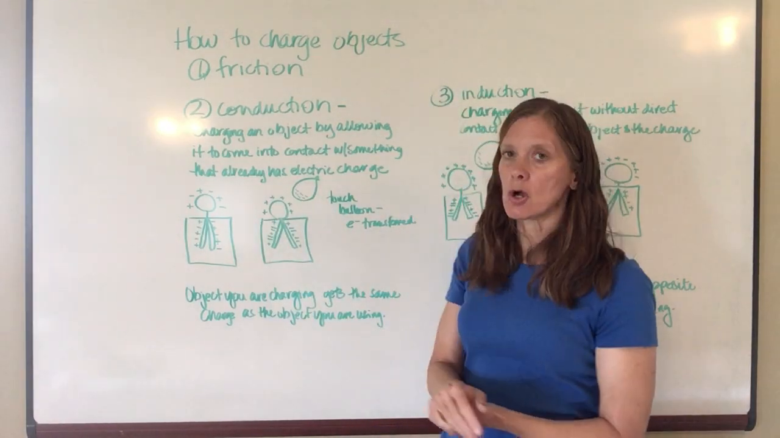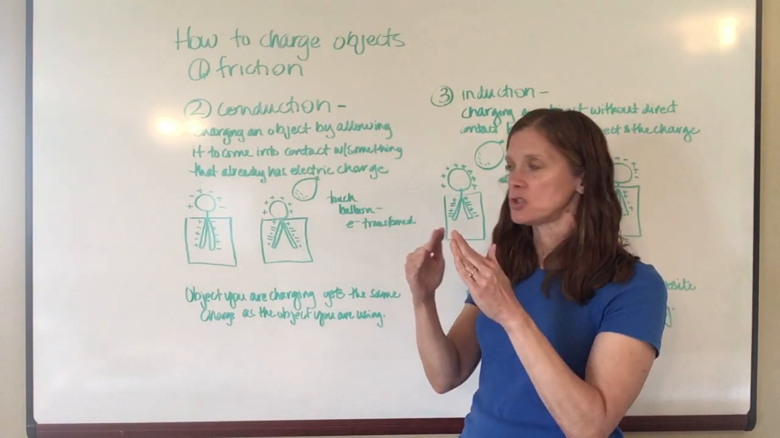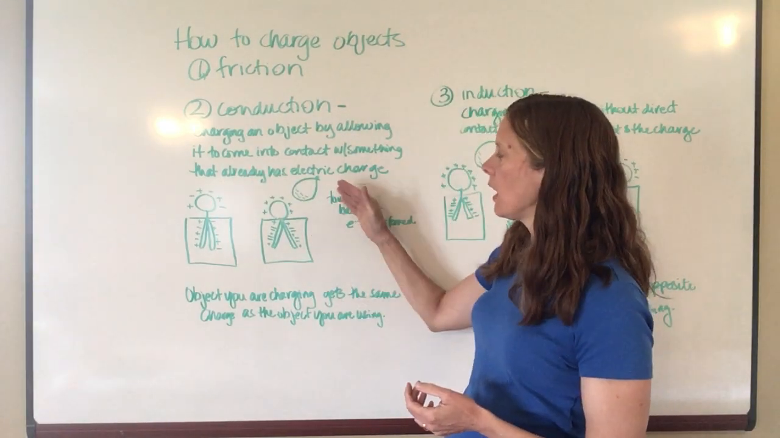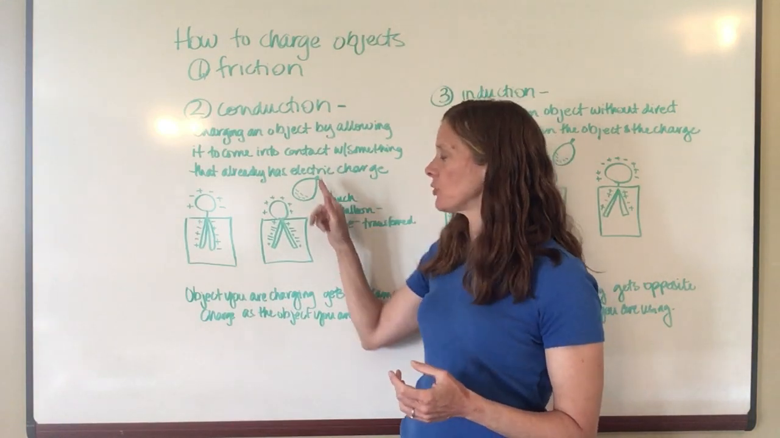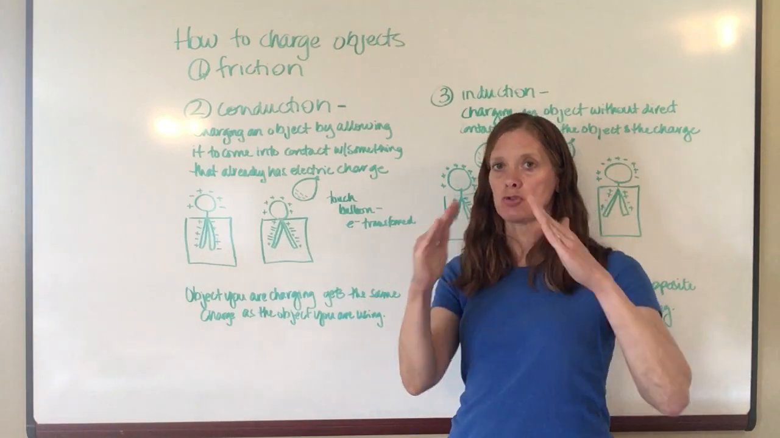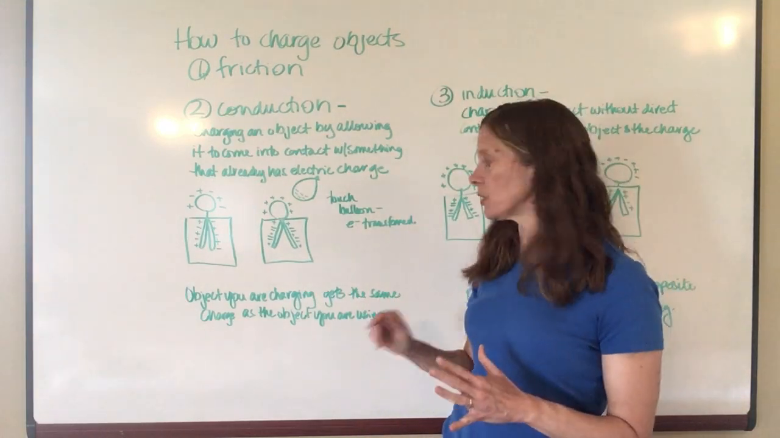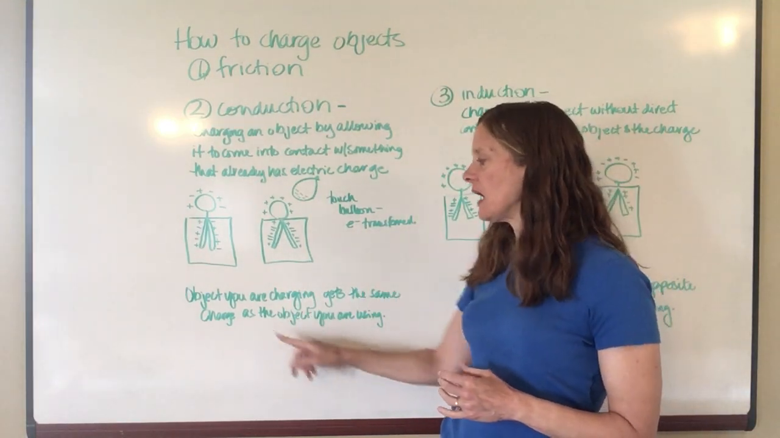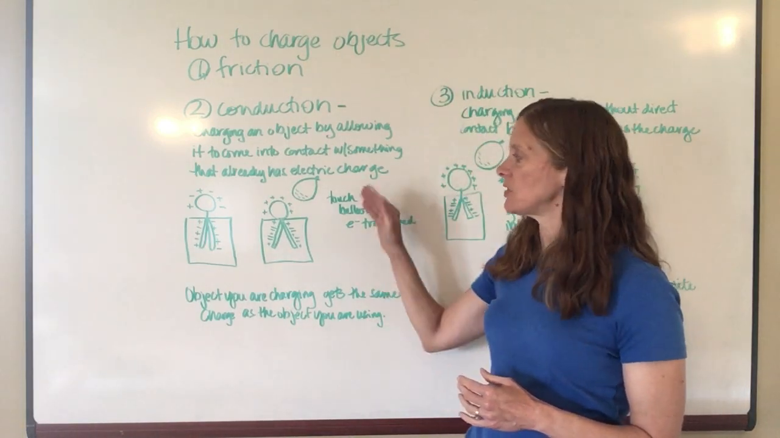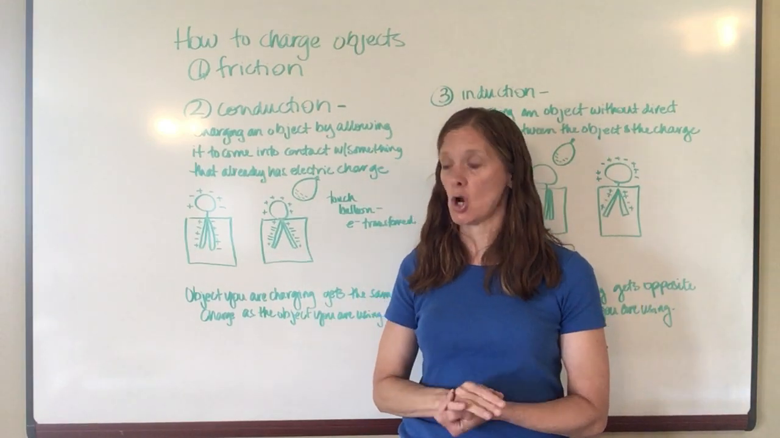So conduction is when you charge an object by actually allowing it to touch or to come in contact with something that already has an electric charge. So here, the balloon had the electric charge, you're transferring it to the electroscope, and then the foil gets the negative charge, and then the foil strips are going to be separated. So with conduction, the important thing to realize is that the object you are charging is going to get the same charge as the object that you are using. So if you're using an object with negative charge, then the object that you're trying to charge is also going to end up with a negative charge.